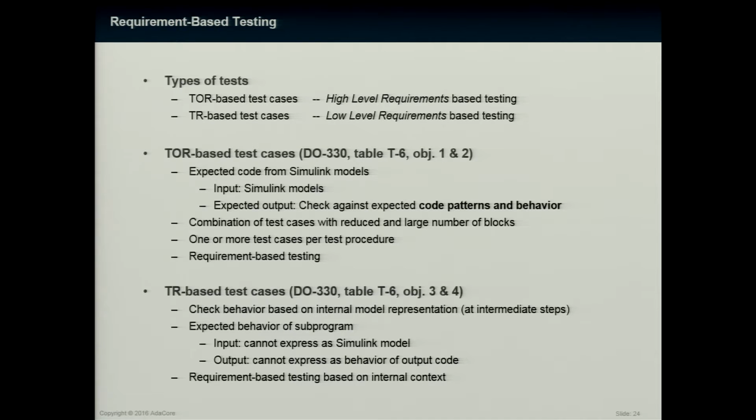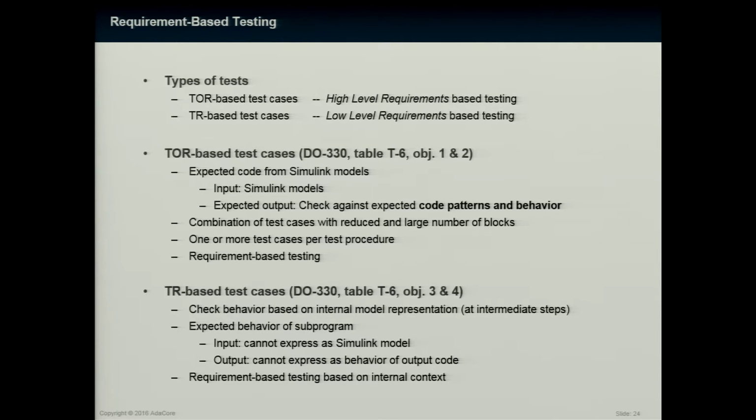So we get two kinds of test cases. There's the ones where the input is the Simulink model and the output is the generated source code. And those you can test using conventional techniques fairly easily because it doesn't require any knowledge of the internal implementation. You can view the code generator as a black box and just either inspect the generated code or execute it and see if it does what it's supposed to do, but the point is that there's no knowledge of the internal implementation required. That's table T6 objective 1 and 2.